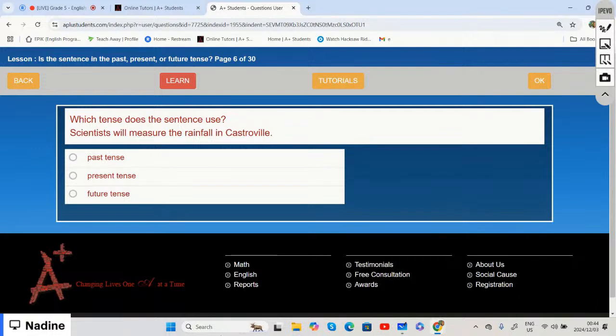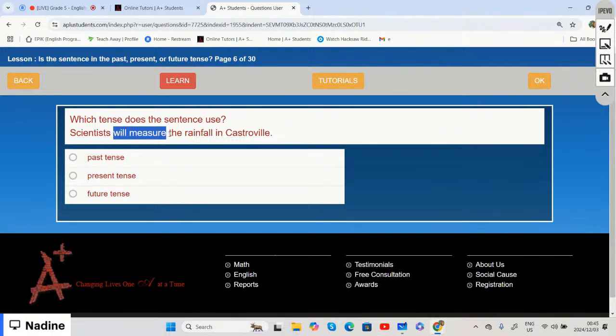All right, let's look at another one. This is the last one. It says scientists will measure the rainfall in Castroville. So will measure.